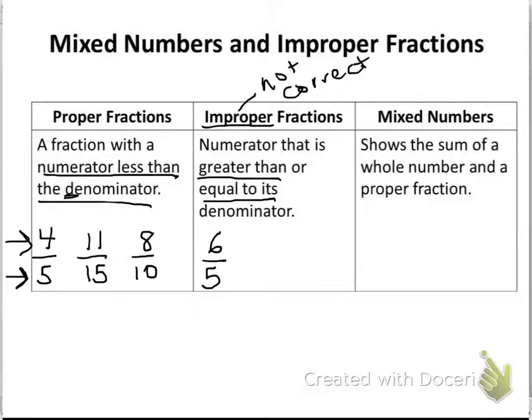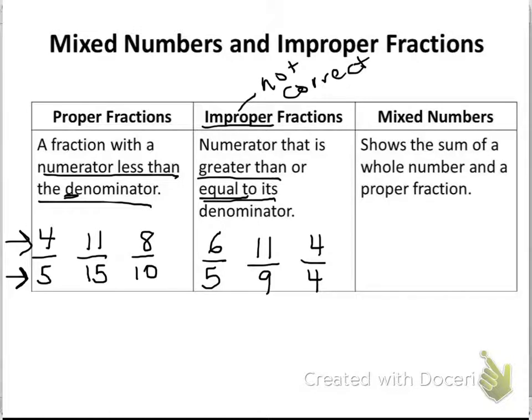Let's do another one. 11/9 is another improper fraction. And the last one is 4/4. That's an improper fraction because our numerator is the same size as our denominator. It's equal to. Okay, mixed numbers.